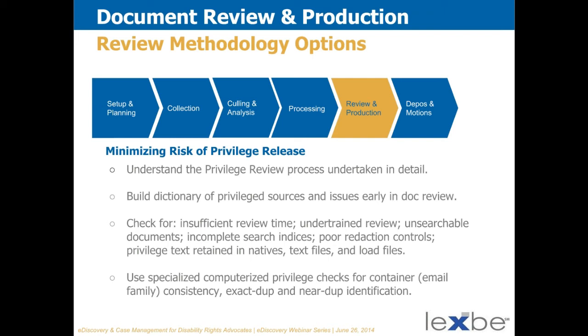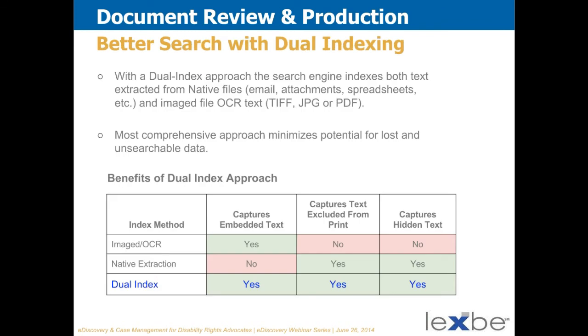When you find one that is privileged, you can see the other ones that are exact or near dupes and decide if you mark those privileged. And that's a very good way to have a check on making sure that you're not letting privileged documents out the door. The other thing we have in our system that we're very proud of is a dual index.